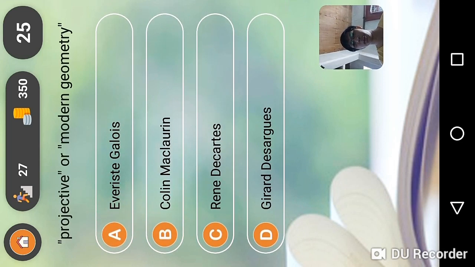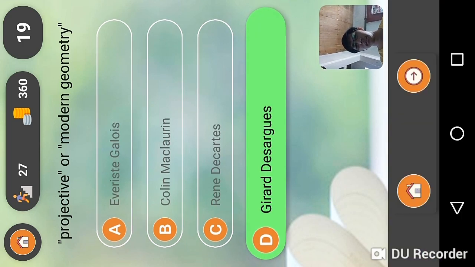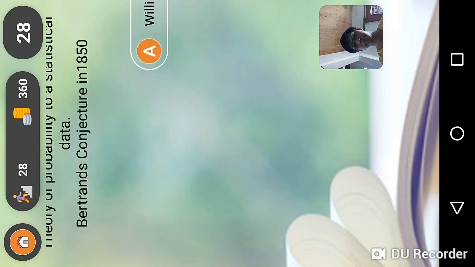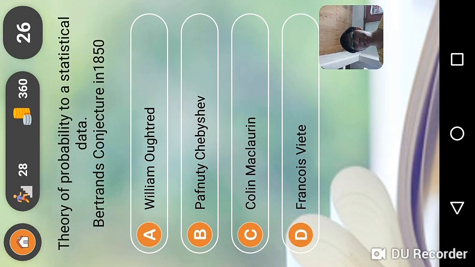Projective or modern geometry. Kay Gerard Desargues. Theory of probability to a statistical data. Bertrand's conjecture in 1850. Pafnuty Chebyshev.